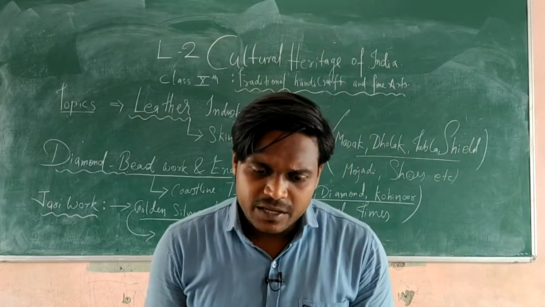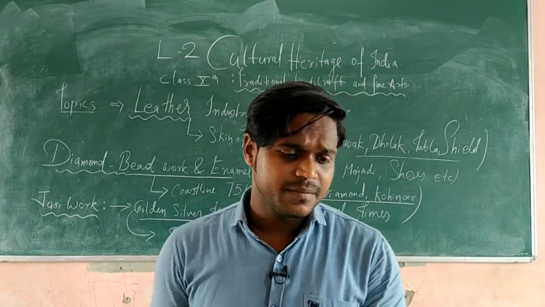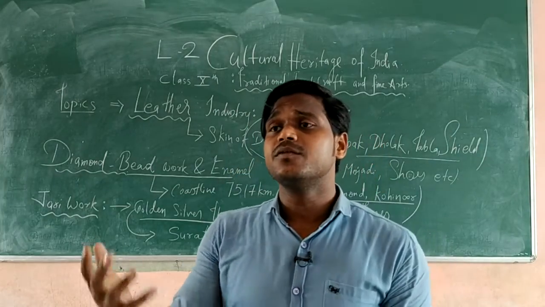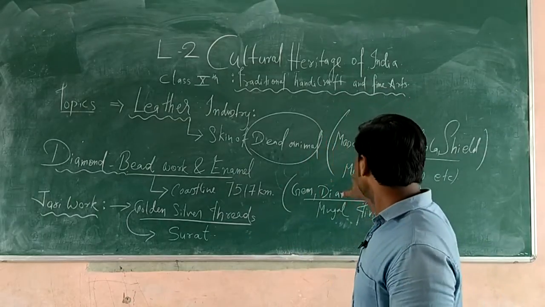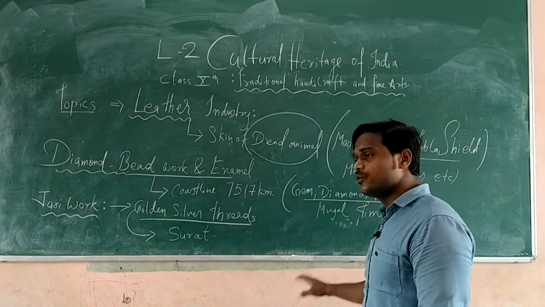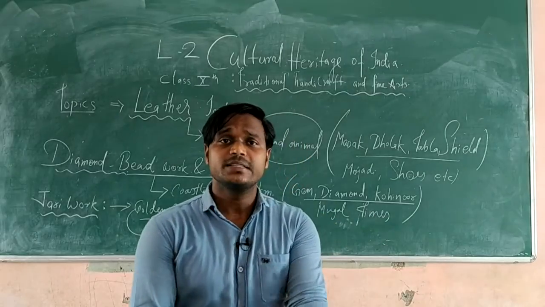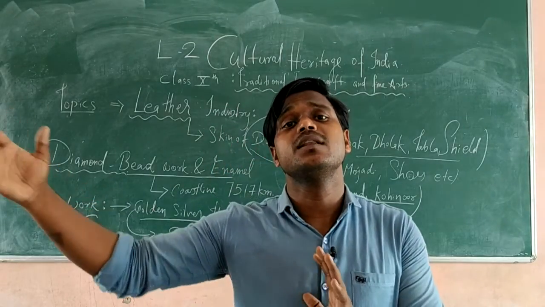So in this theory, we need to understand that since ancient times, the trade of diamond has gone across the world. And as we know, I have written here the gem diamond Kohinoor, you can see it here. Mughal time. Mughal time means what? Actually it is referring to the Mughal era.